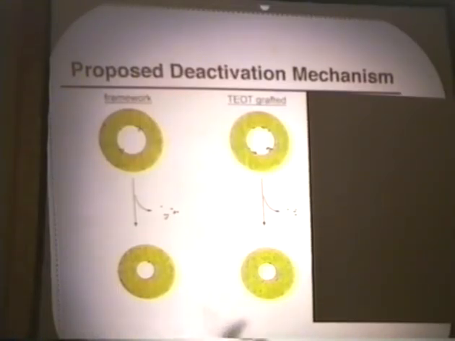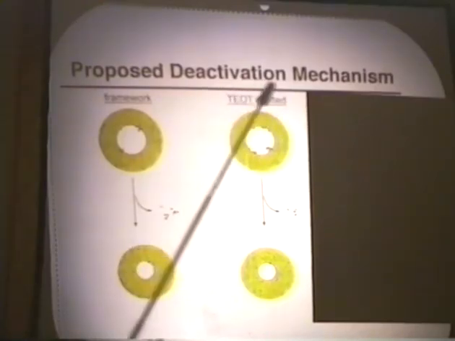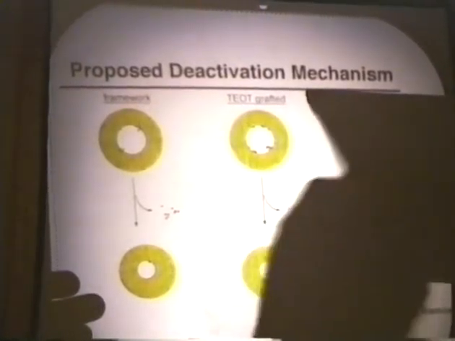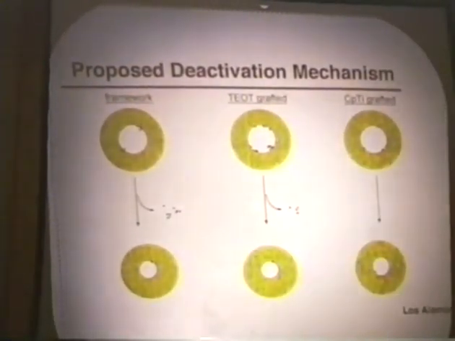So for the titanate grafted material, again, we see clusters coming off, and again, loss of activity, shrinkage of the pores. And even for the cyclopentadienyl grafted material, we don't see any loss of titanium, but we see a loss of activity, up to 75% of the loss of the activity.